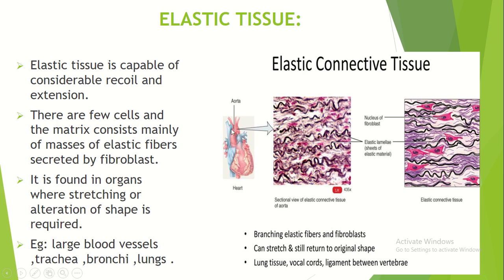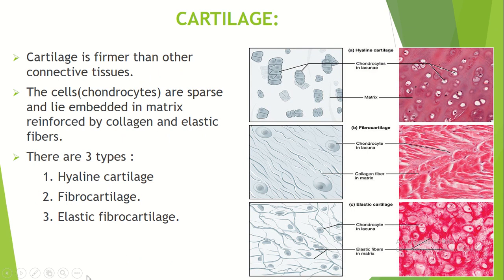So these are the major blood vessels of the heart. This is an example, and this is a picture of how it looks. The nuclei of the fibroblast are present, and the elastic lamina. So elastic fibers containing the fibroblast. This is the elastic tissue. Next one is the cartilage.